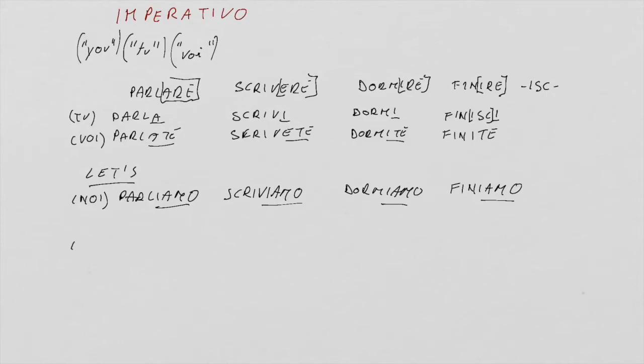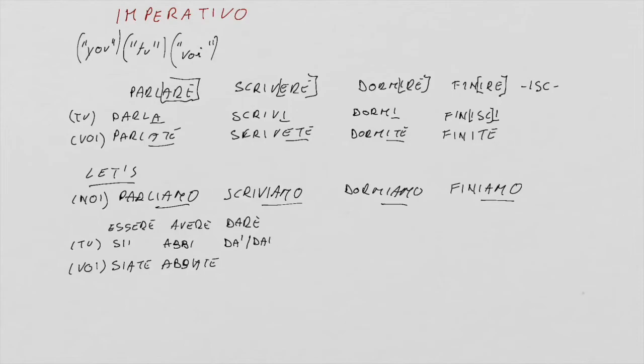Unfortunately, there are some Italian verbs that have irregular forms, and you must memorize them. There are essere, the tu form for essere is sii, the voi form is siate, then there is avere. The tu form is abbi, the voi form is abbiate. Then there is dare, the tu form is da' with an apostrophe, or dai. The voi form is date.